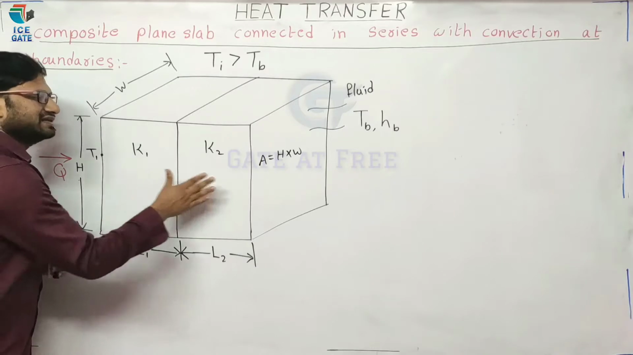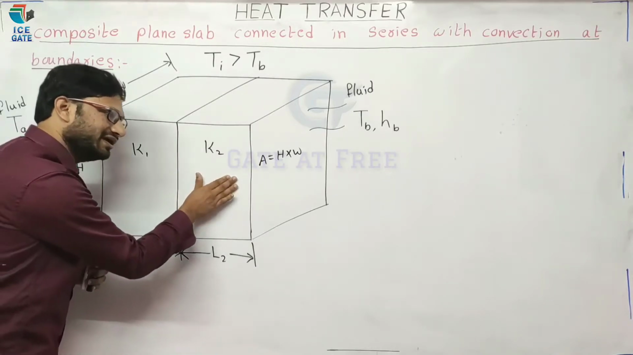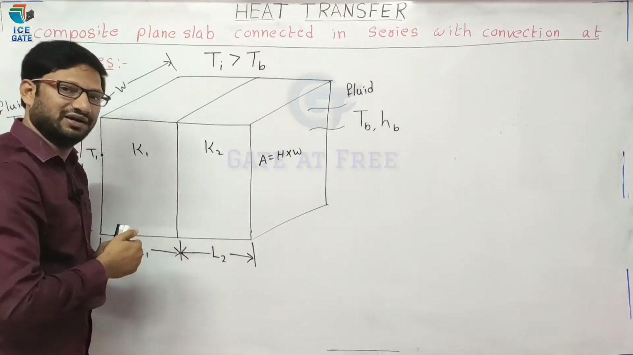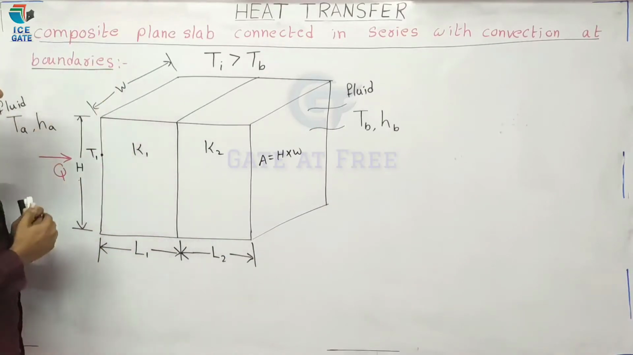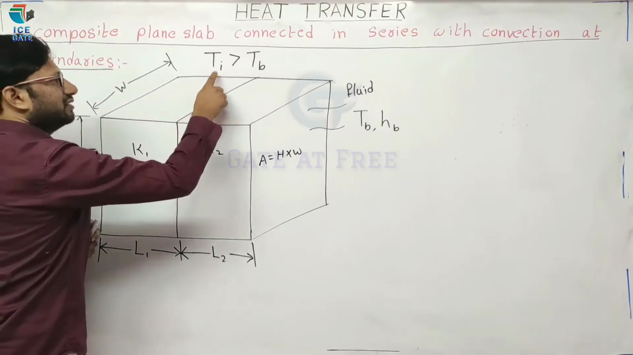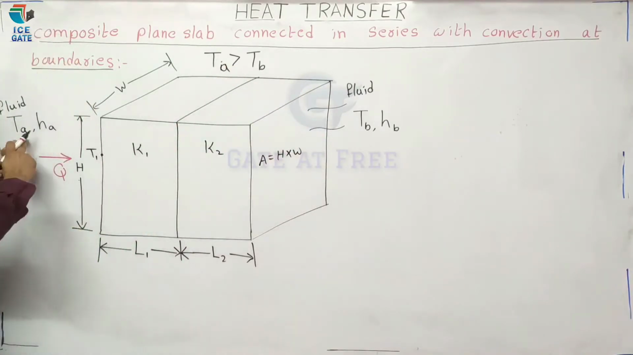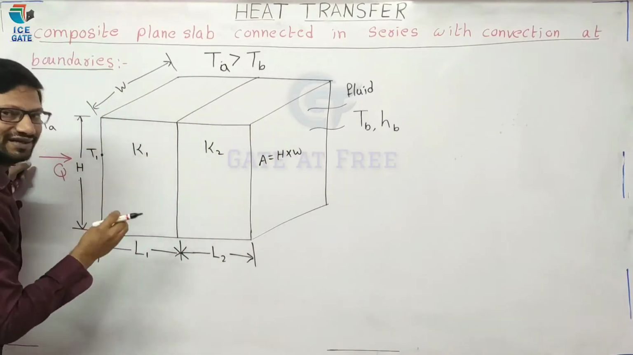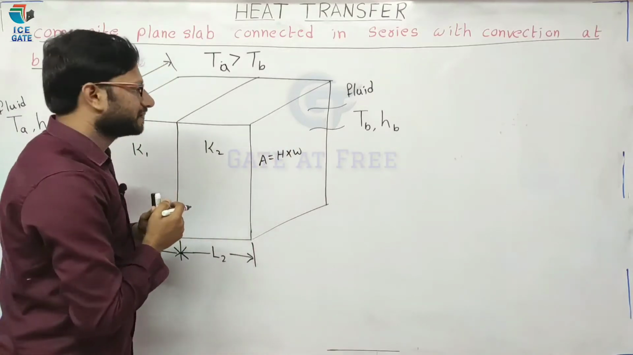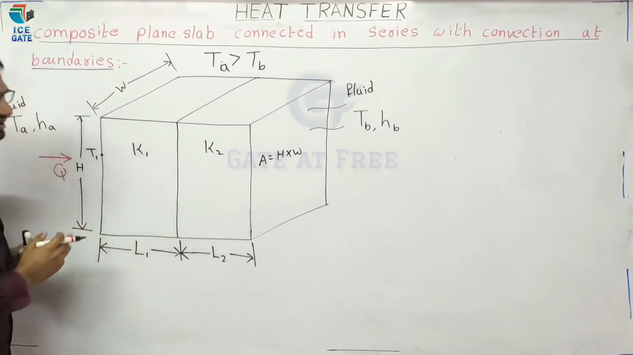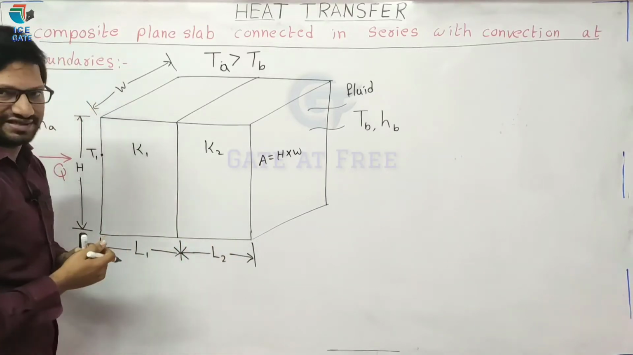This is the first material and this is second material. First material having a thermal conductivity value of K1 and second material having a thermal conductivity K2. Now this is the area, height into width. Now say TA is greater than TB. We know that heat transfer takes place from higher temperature to lower temperature. Now this is the heat flow direction. Now L1 is thickness of first slab and L2 is thickness of the second slab.